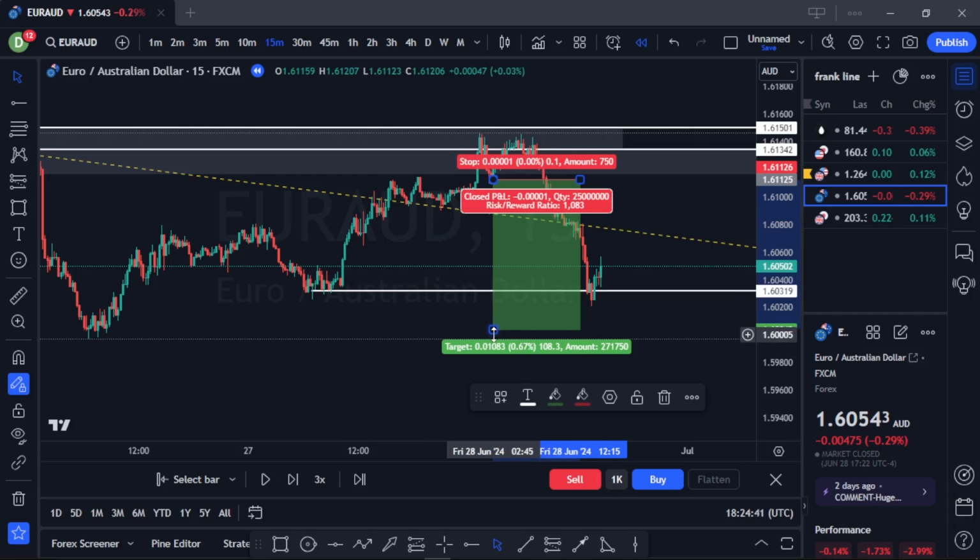Number one, identify the market direction on the daily and 4-hour time frame. Number two, once you identify it, draw your trend line on the 1-hour time frame. If you're an intraday trader like me who likes using the hourly time frame, then draw your trend line on the hourly time frame.